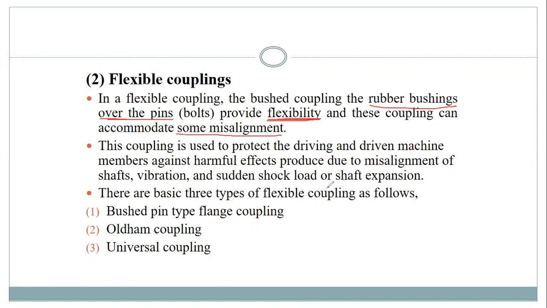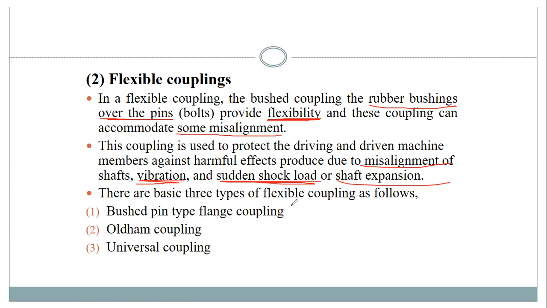They will provide the flexibility that some amount of misalignment between the shafts will be tolerable, and there you can use the flexible coupling. So the coupling is used to protect the driving and the driven machine members against the harmful effects of misalignment, vibration, and sudden shock loads which are going to come on the shafts.